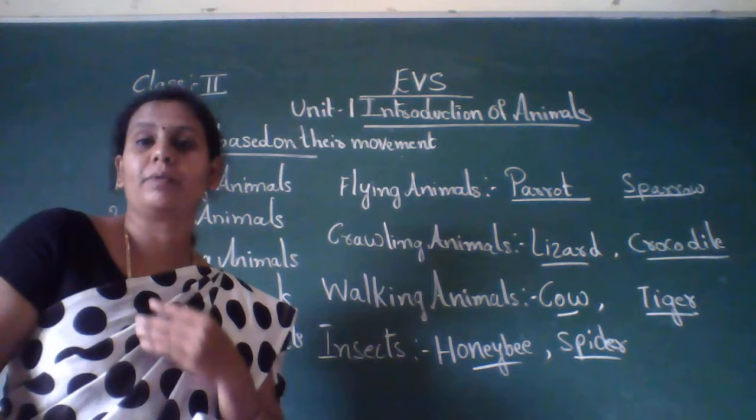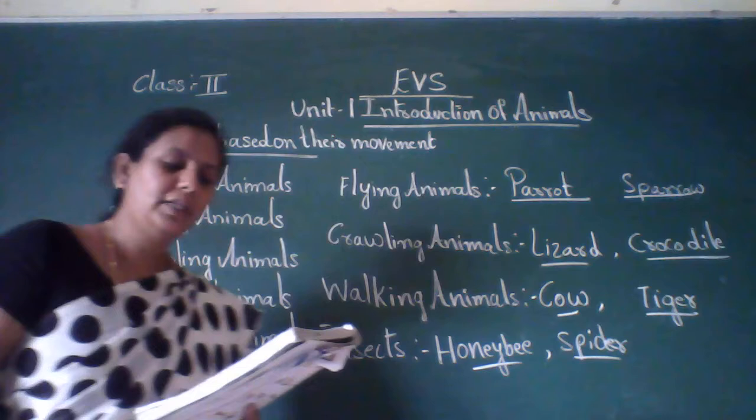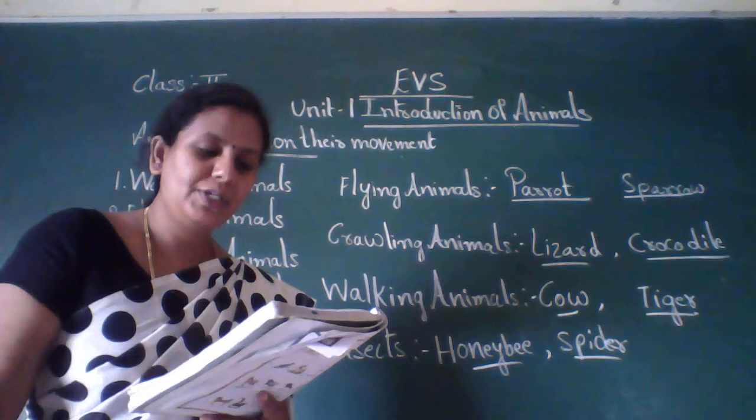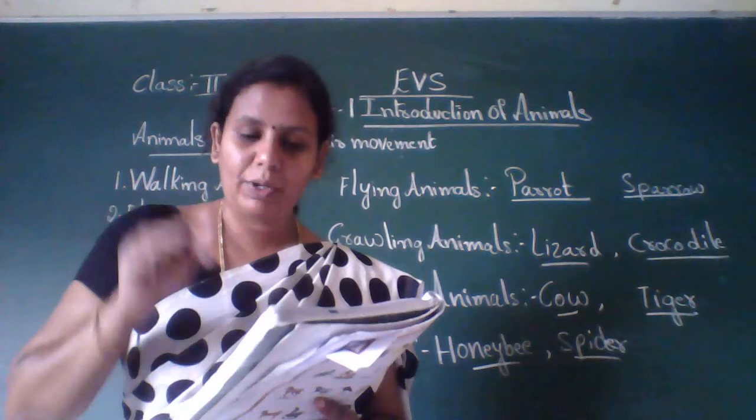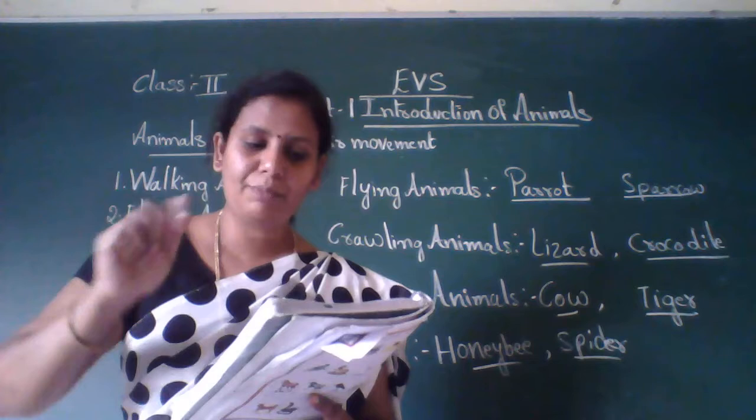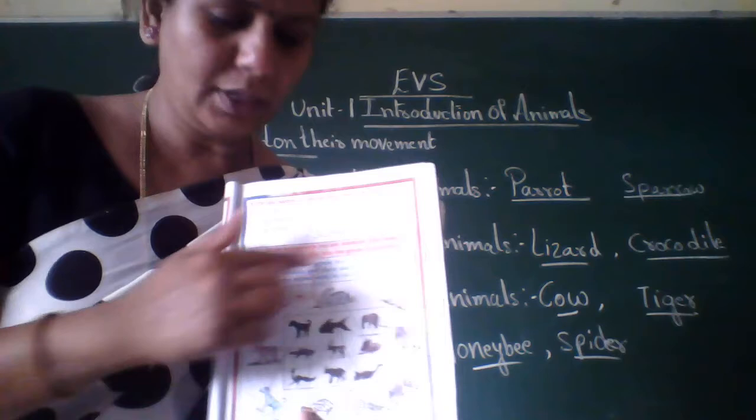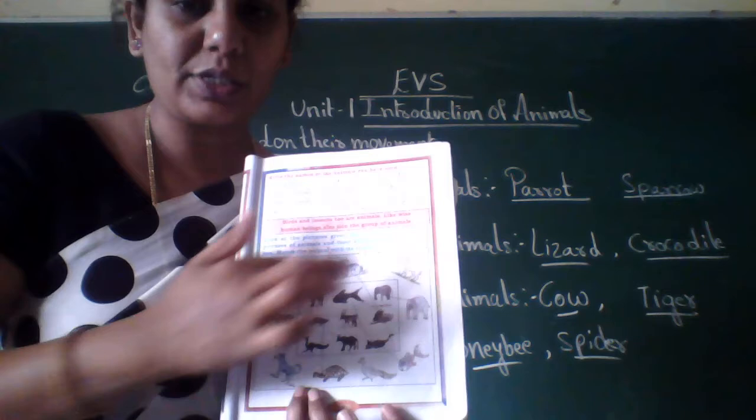Okay, children. Next, look at the pictures given below. The outer box has pictures of animals and their shadows are in the inner box. Mark the animals with their shadow. I will repeat once again. Look at the picture given below. The outer box has pictures of animals and their shadows are in the inner box. Mark the animals with their shadow. See here, children. Here, the pictures of animals and shadows of animals are given. So in the outer box, means outside the box, the pictures of animals are given. And inside the box, they have given the shadows of the animals.